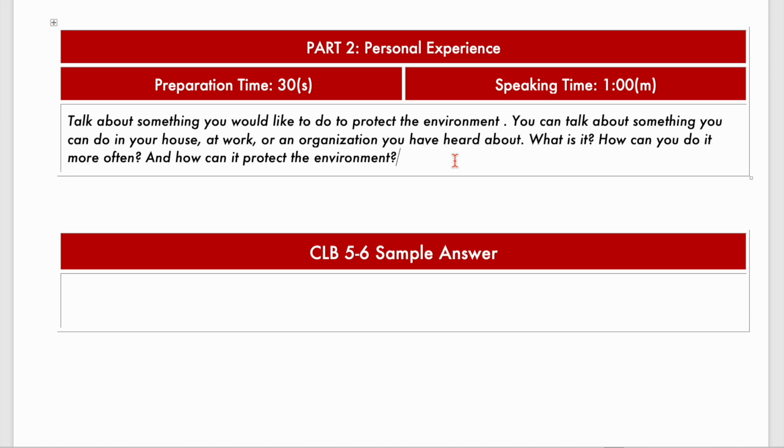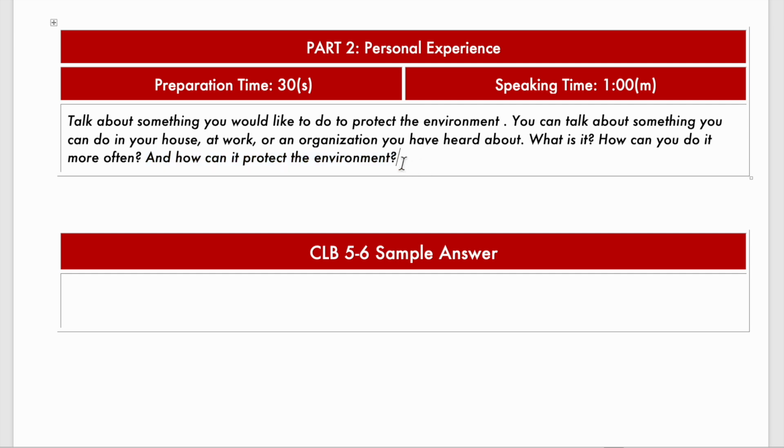You can talk about something you can do in your house, maybe recycling, for example, or maybe planting flowers and trees. At work, recycling, collecting bottles, or an organization you have heard about. So there are many environmental organizations, animal rights, planting trees, protecting the rainforests. Okay, so what is it? What is the activity? Or what is it you want to do? How can you do it more often? So how can I do it more often? And how can it protect the environment?